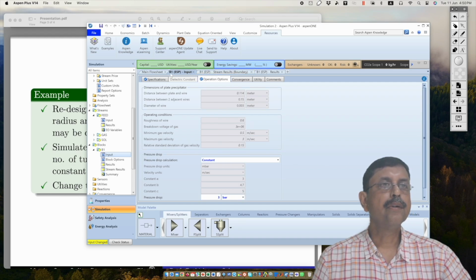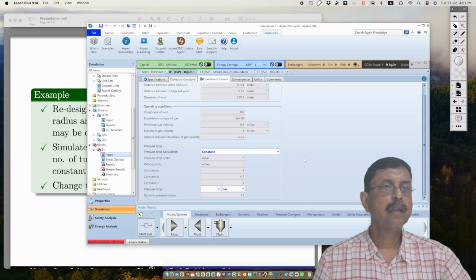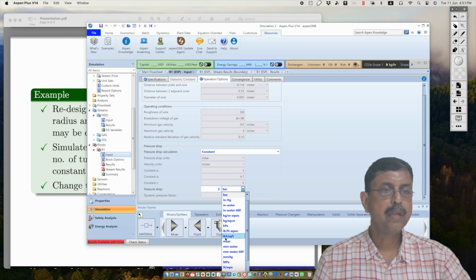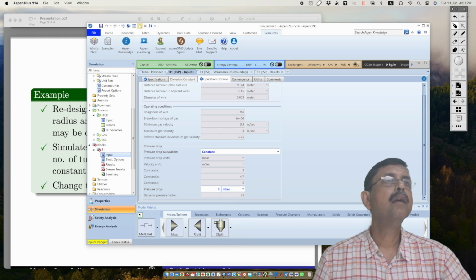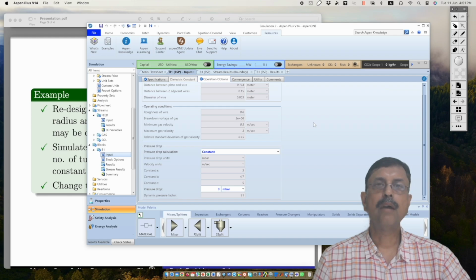Okay, so that completes our problem formulation. Now let us run the process. Okay, it finished with an error because I failed to set it to 3 millibar. Run it again. Now the results are available. So this is a very quick proof that if you give a junk input, then Aspen Plus will fail.